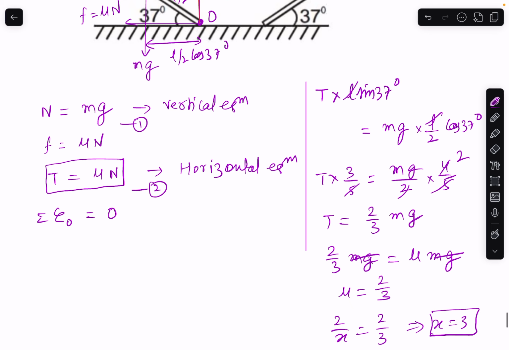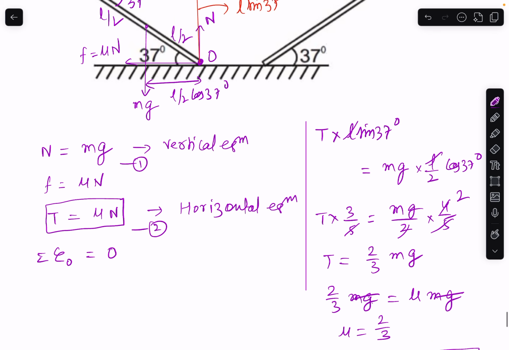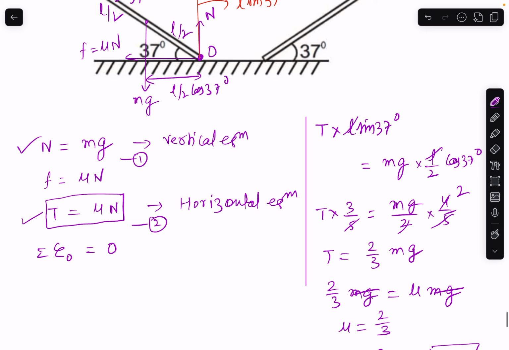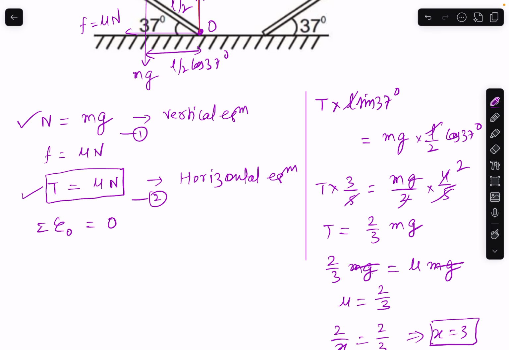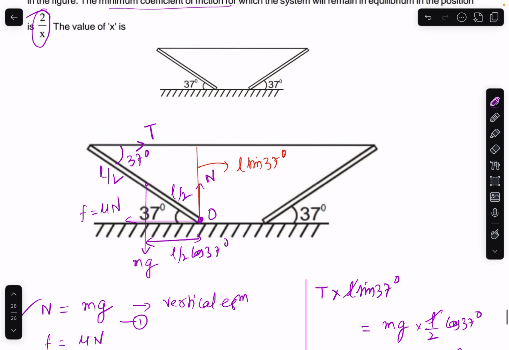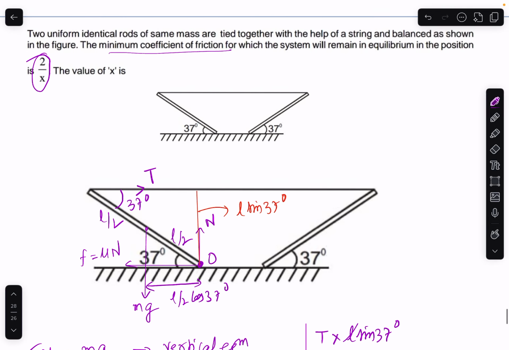So this is a simple problem involving equilibrium, translational equilibrium as well as rotational equilibrium. For translational equilibrium, we have written vertical equilibrium. We have got one equation from there, N equal to mg, and for horizontal equilibrium we have another equation, where we got T equal to mu N. And then we wrote the equation for rotational equilibrium, from where we got the value of mu as 2 by 3, and on comparison we got the value of x as 3. So that is it. I hope you get it. Thank you very much.